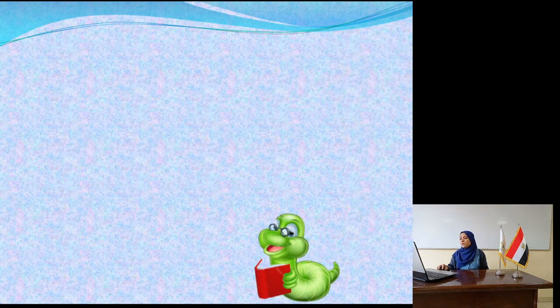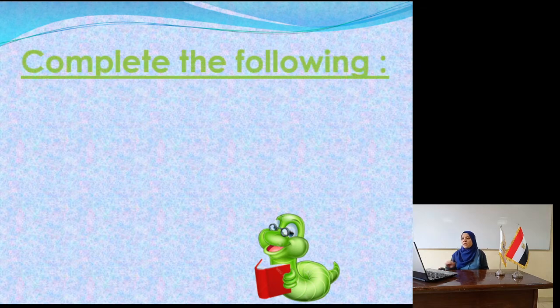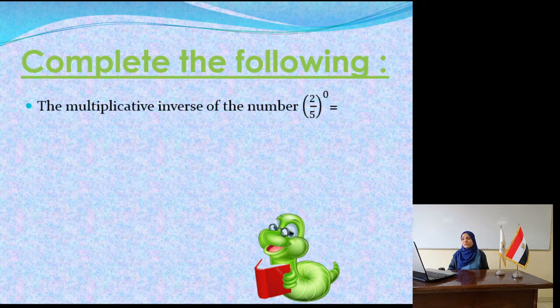Let's move to slide number 7. Complete the following. The multiplicative inverse of the number 2 over 5 to the power 0. As we studied before, the multiplicative inverse means the reciprocal of the number. So firstly, we get the result of 2 over 5 to the power 0. It will be 1. The multiplicative inverse of 1 is 1.